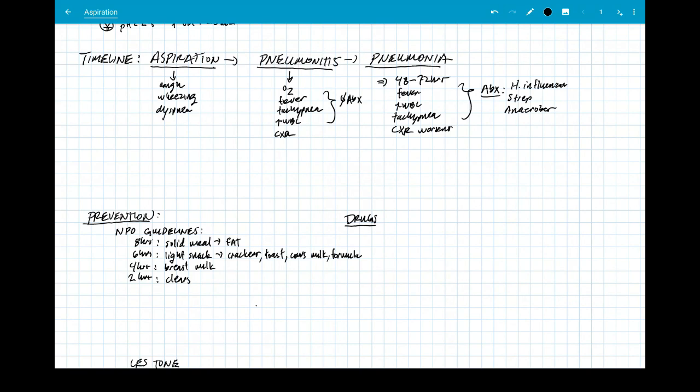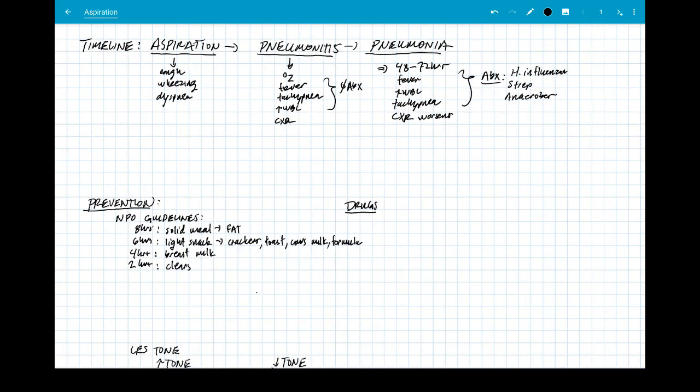This brings up multiple points. If a patient has had dark coffee but has had creamer in it, that technically counts as a solid meal since it has high fat content. Or if it had milk in it, it would count as 6 hours, since cow's milk, you have to wait 6 hours. Breast milk comes up a lot in testing and examinations because it's easily confused with cow's milk. Breast milk, you must wait 4 hours.